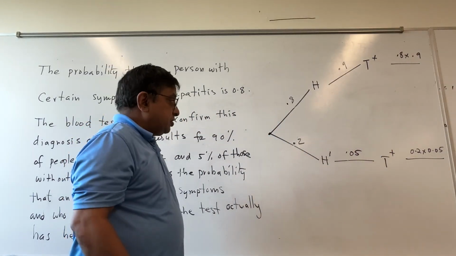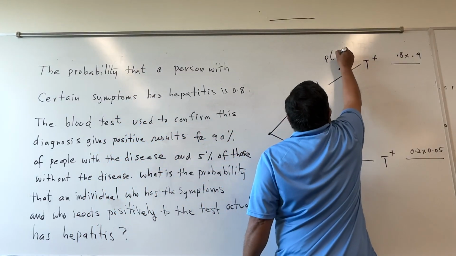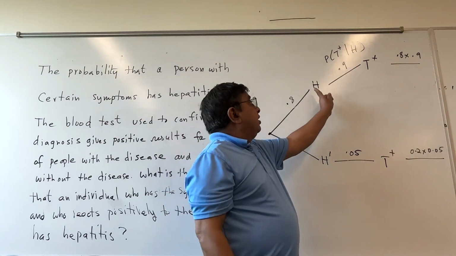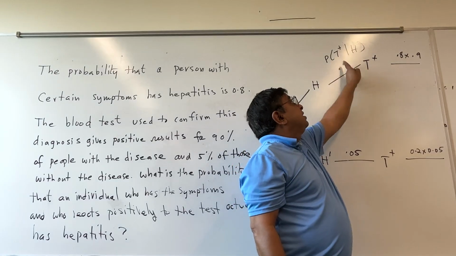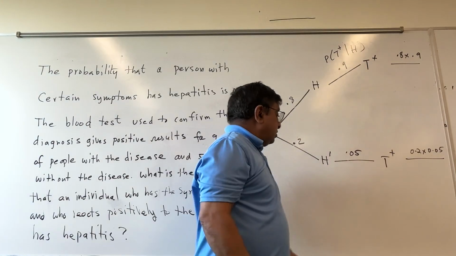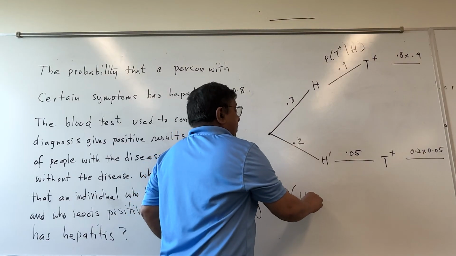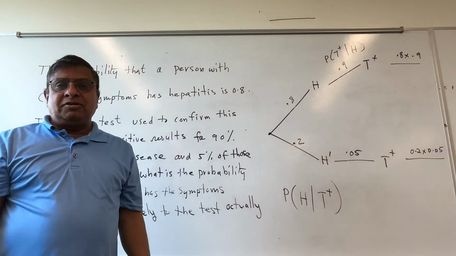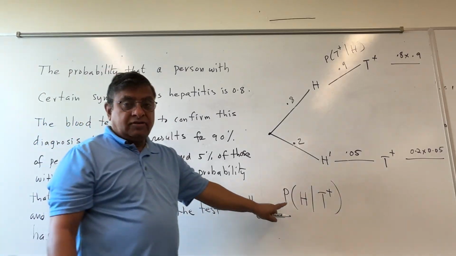So now the question, what's the probability? Here you're given probability of T plus given hepatitis. You have hepatitis, what is the probability the test is positive? That's what this is. Probability of T plus given H. Now the question is, you want to find probability of H given T plus. The test is positive. What are the chances that you really have hepatitis? That's what you need to find.